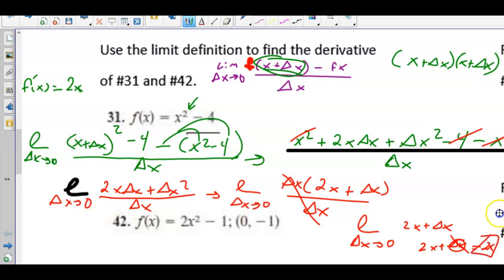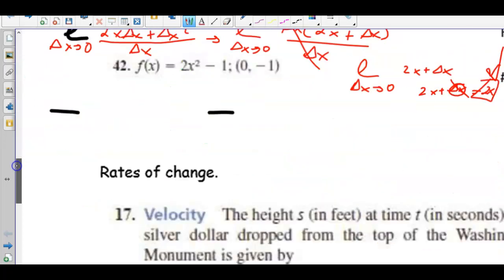So this limit right here is the same as the derivative we got. That works, because I got the same answer, 2x, as I did with the derivative. So the derivative using the limit is the same as the actual derivative. So you do this one the same exact way.